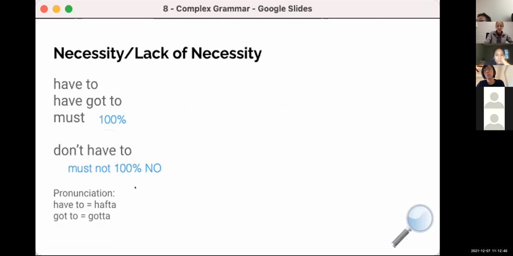Another little pronunciation tip, you'll often hear native speakers say have to. You have to try Quill's coffee. You have to try it. You have gotta. Have got to. Have gotta. You have gotta try Quill's coffee.